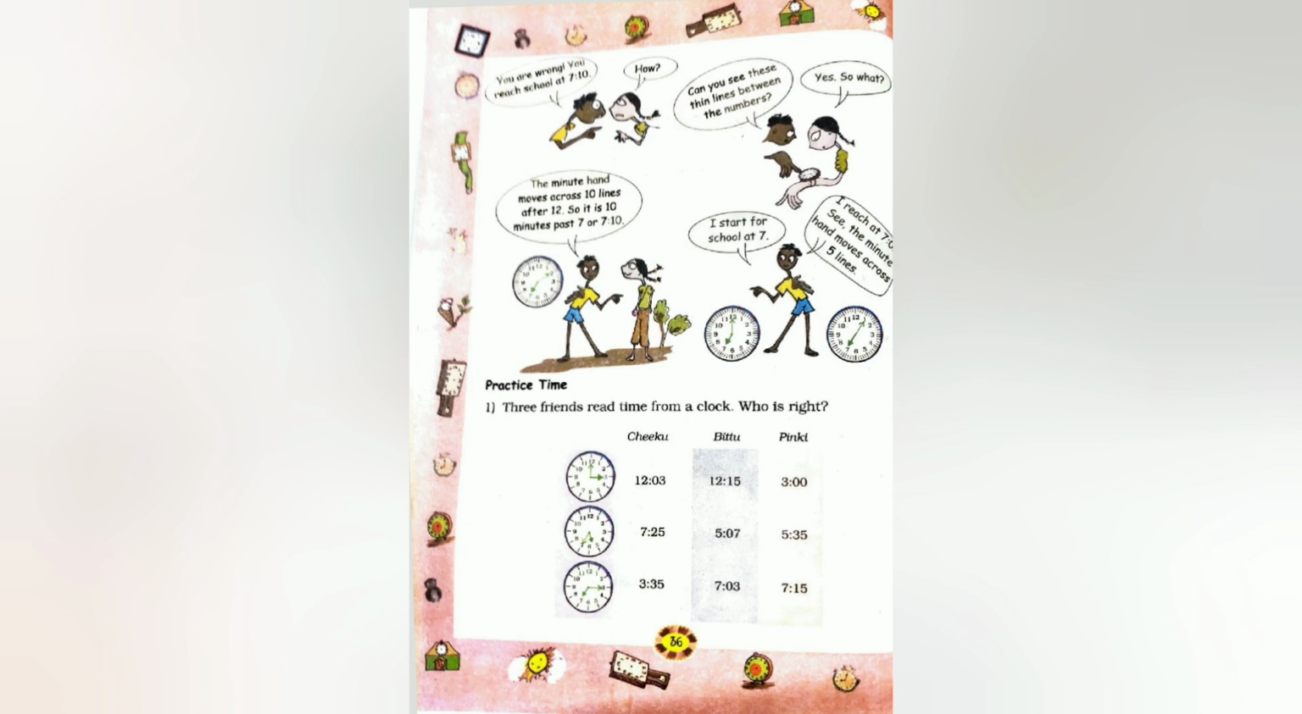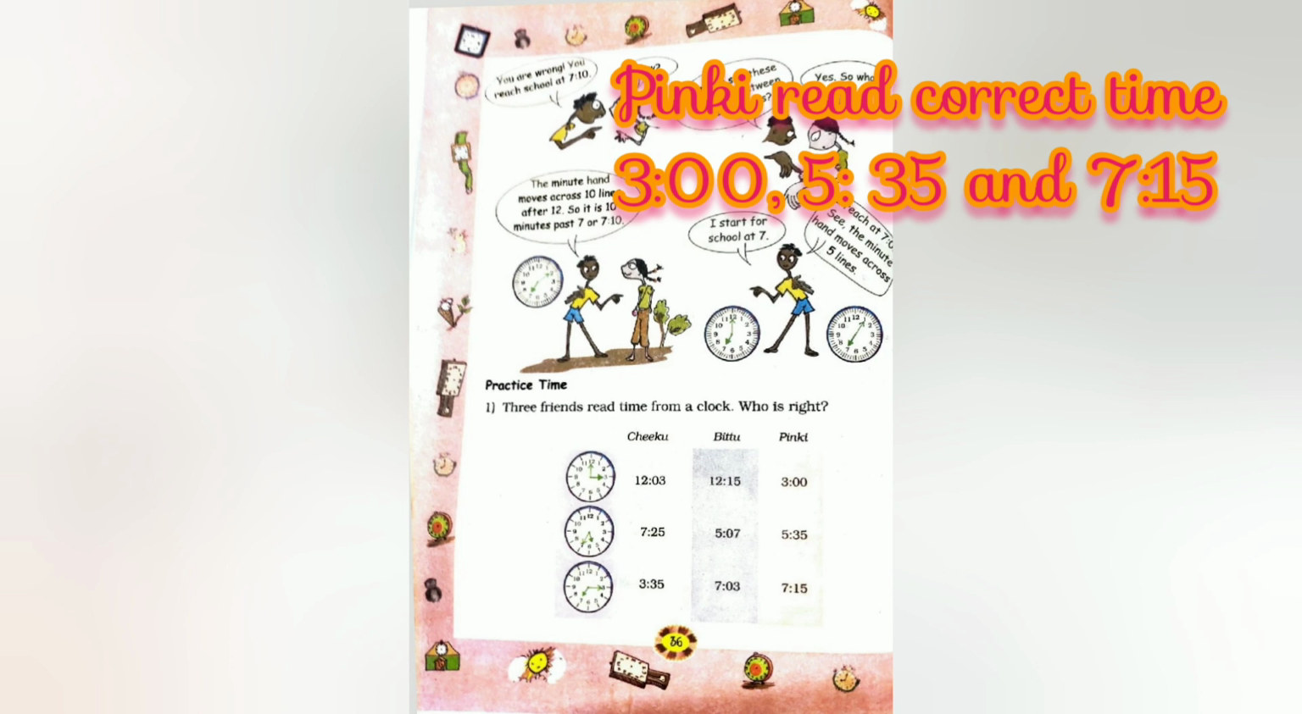Now, in third clock, the small hand means hour hand is on 7 and minute hand is on 3. So, first of all, 7 hours and minute hand is on 3. That means 5 3s are 15. So, we can write 7 hours 15 minutes. We can say it as quarter past 7 also.